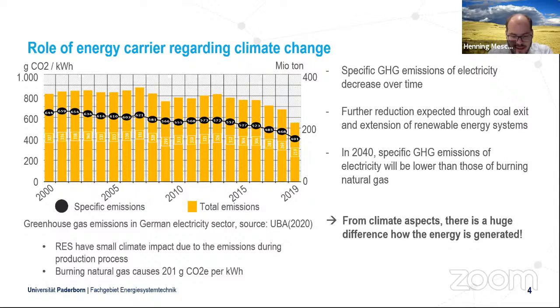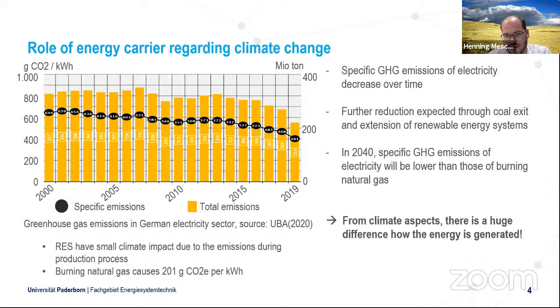That's one other slide to show you some general thoughts about energy efficiency. So here in this diagram, you see in these black circles the specific emissions per kilowatt hour electricity in Germany. You see that from 2000 on, we reduced the specific greenhouse gas emissions per kilowatt hour electricity from 644 grams CO2 per kilowatt hour down to 401.